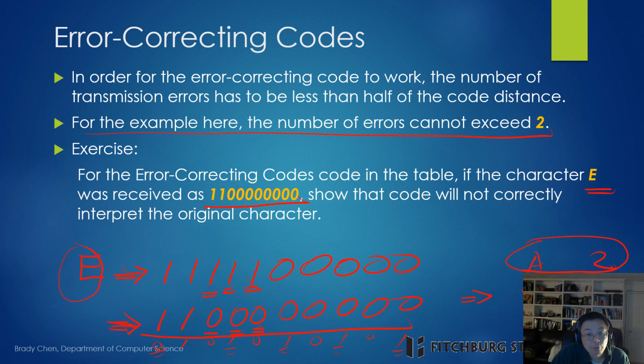But that solution comes with a cost, because in that case, for each letter, we have to map to a bit pattern with more bits, right? So that's the trade-off. And no matter what you do, if the number of errors is still more than half of the minimal Hamming distance, then you still cannot solve the problem. So you cannot have a guarantee, right?